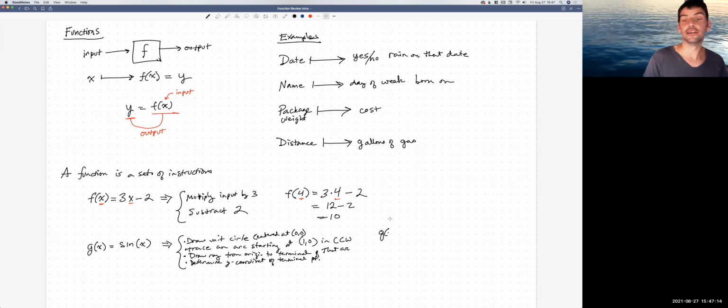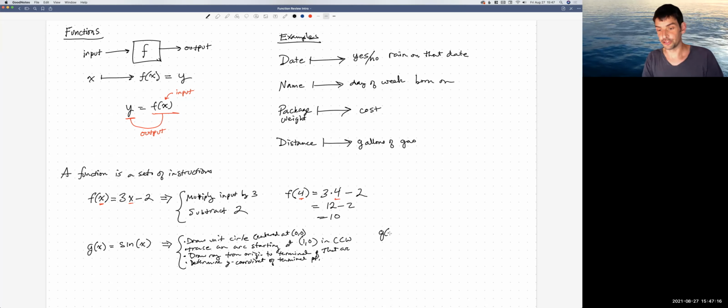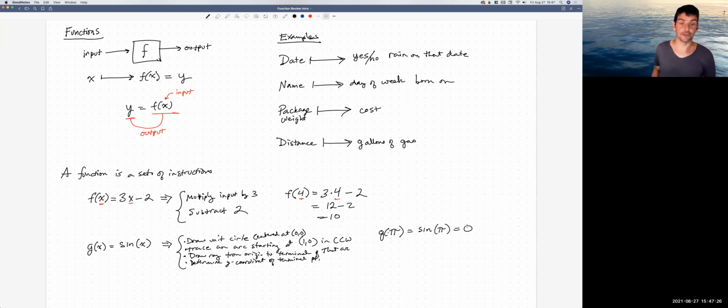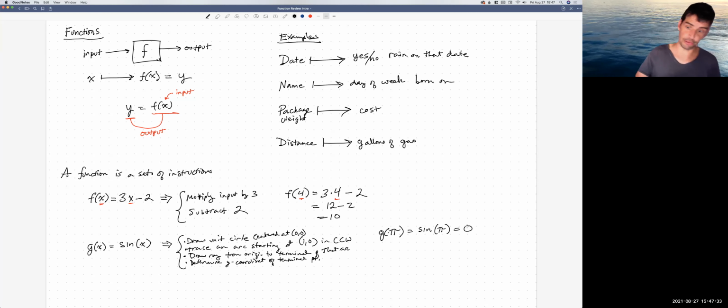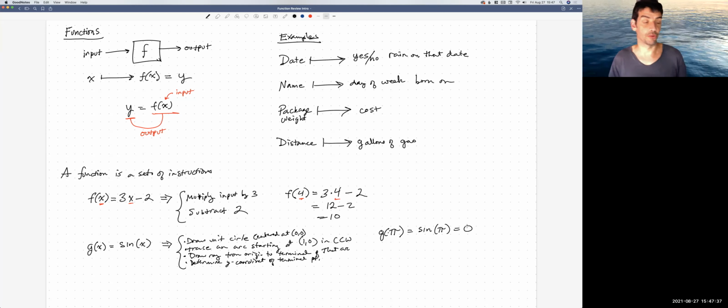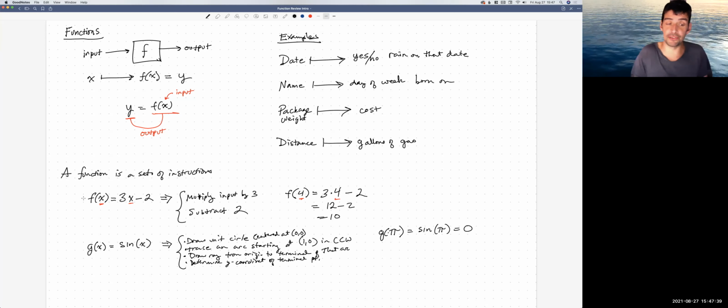We let our technology work for us, but we can compute. We know some of these. G of pi, for instance, is sine of pi, which turns out to be 0. Okay, so these are a couple of examples of these more mathematical functions. Inputs are numbers, outputs are numbers, and we have these ways to represent them, right? So this is one way to represent the functions.